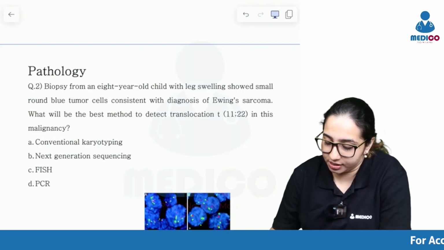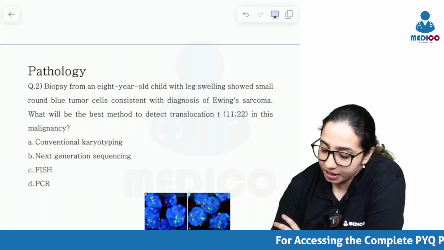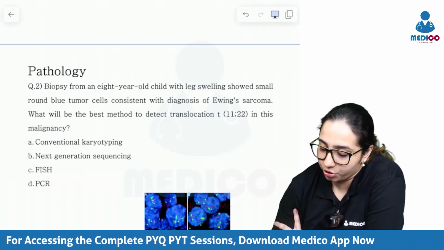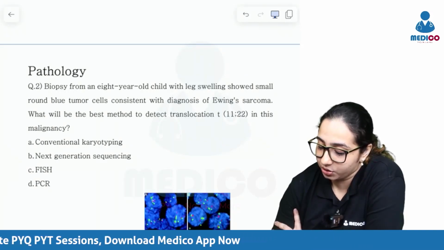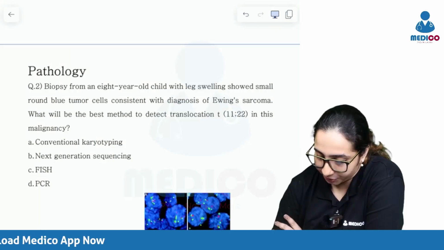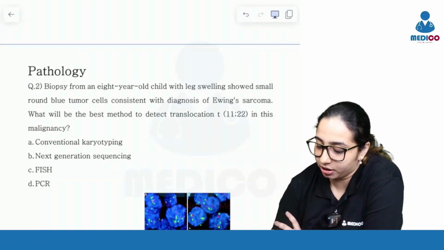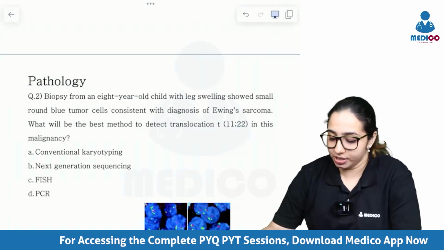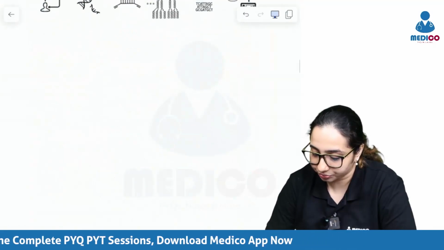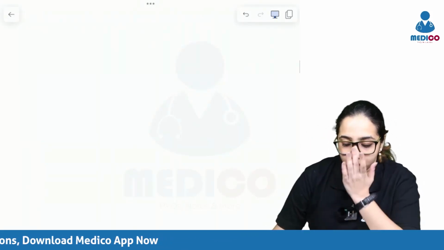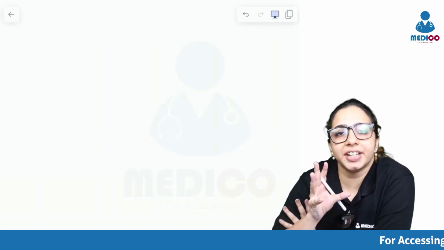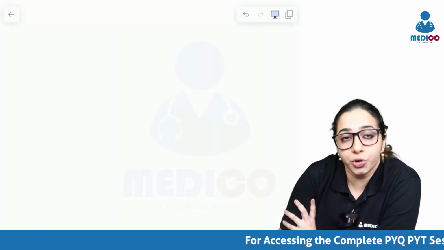Now, in the second question, a biopsy from an 8-year-old child with leg swelling showed small round blue tumor cells consistent with a diagnosis of Ewing sarcoma. What will be the best method to detect translocation t(11;22) in this malignancy? Okay, so this requires some explanation. So in pathology, what is the role of a pathologist? What we do is we diagnose things. So how do we diagnose things?